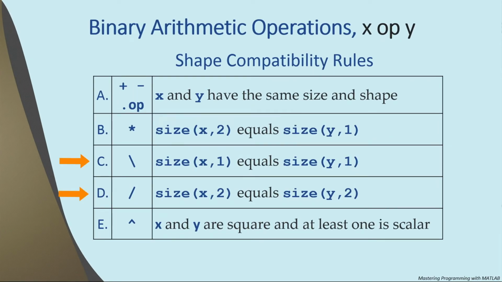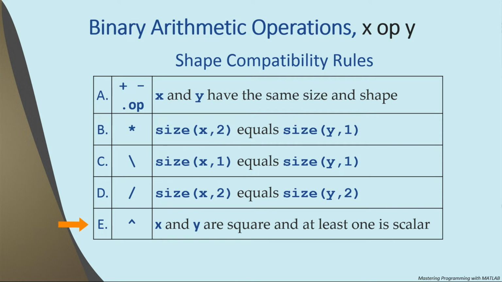Rules C and D for the backslash and forward slash operators are very similar to the rule for matrix multiplication, but they require equal numbers of rows or equal numbers of columns, respectively. We'll see why in our next lesson. For now, they're just rules.